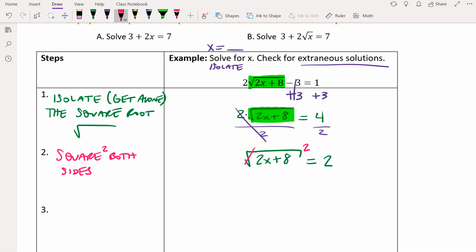But whatever you do to one side, you have to do to the other side. So we also need to square this side. Now let's write down what we have left. The square root went away. It canceled out. So now we have 2x plus 8 equals 2 squared, which is 4. When you square a square root, that square root symbol disappears.